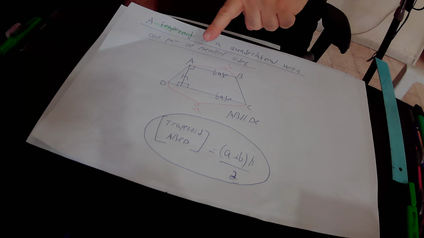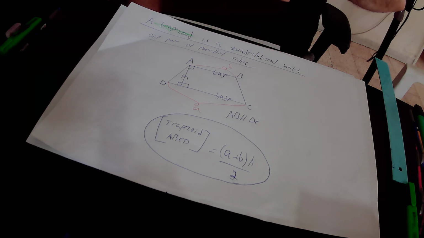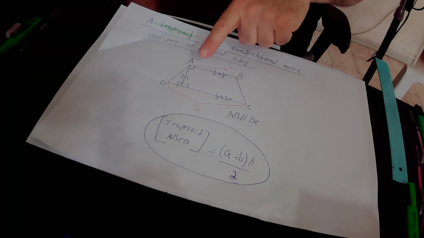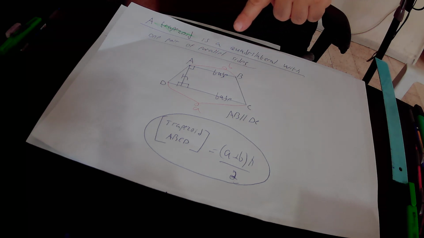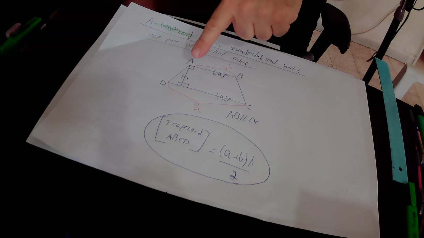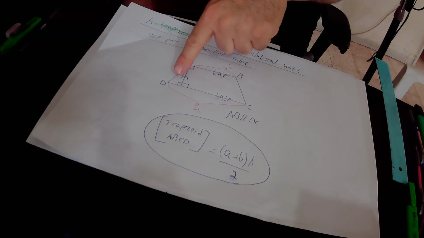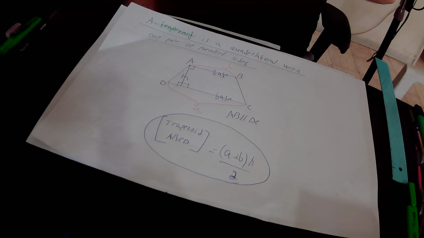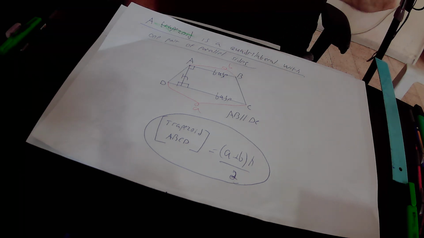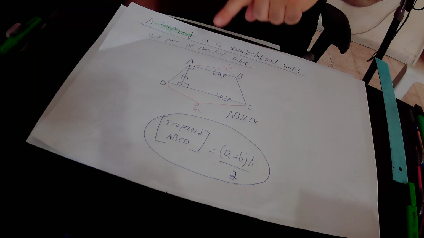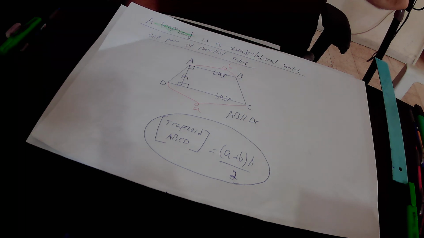The height H must create 90 degrees with the two bases. And indeed, here H creates 90 degrees with the base AB, this angle equals 90 degrees. And it also creates 90 degrees with the base DC, because this angle equals 90 degrees and this angle also equals 90 degrees. So in conclusion, the area of trapezoid ABCD equals (A plus B) times H over 2: A plus B, the two bases, times the height H over 2. Again, the height H must create 90 degrees with the two bases.